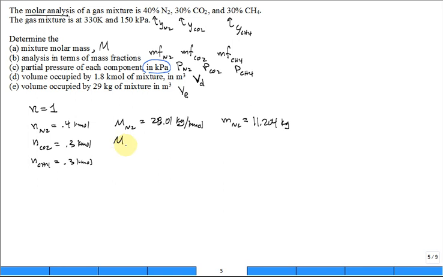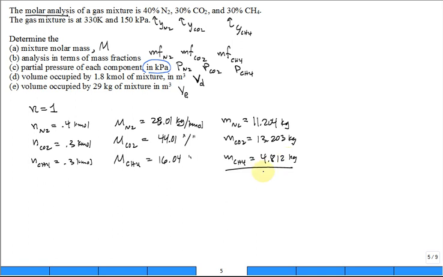Likewise, the molar mass of the carbon dioxide, 44.01 kilograms per kilomole. And the mass of the carbon dioxide is 13.203 kilograms. And the molar mass of the methane, CH4, is 16.04 kilograms per kilomole. So you get a mass of CH4 to be 4.812 kilograms. You can sum that up and you find that it's 29.219 kilograms.